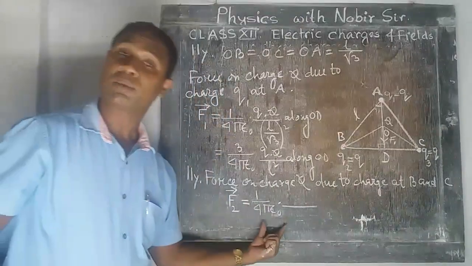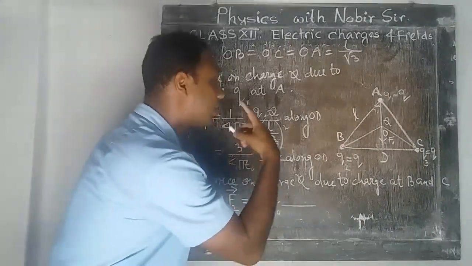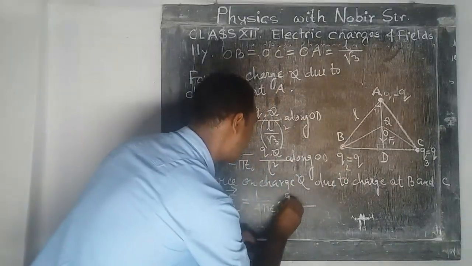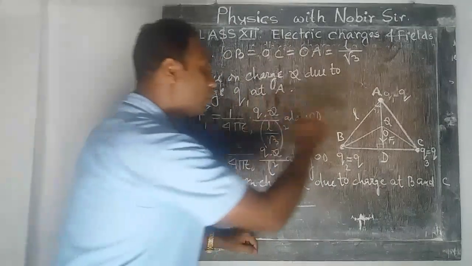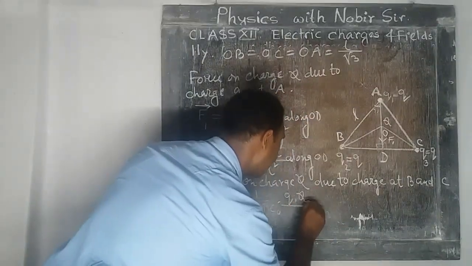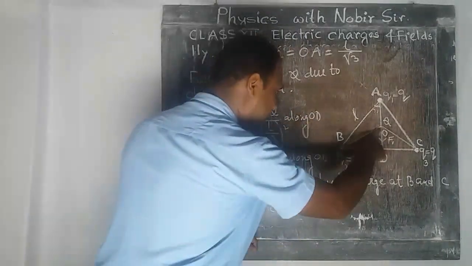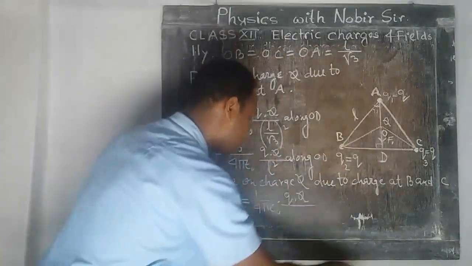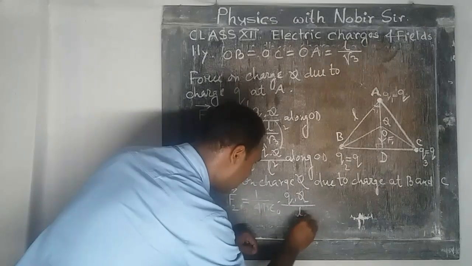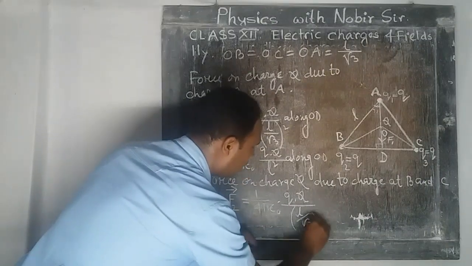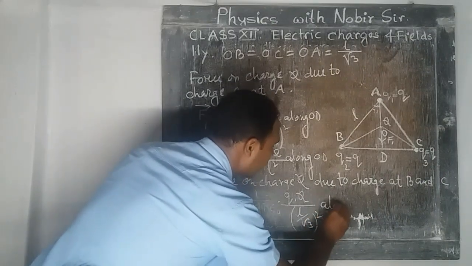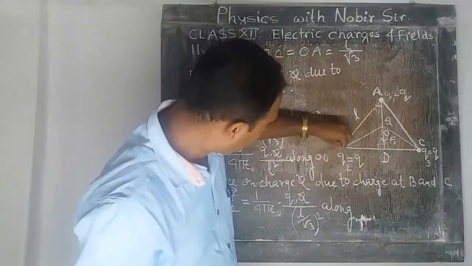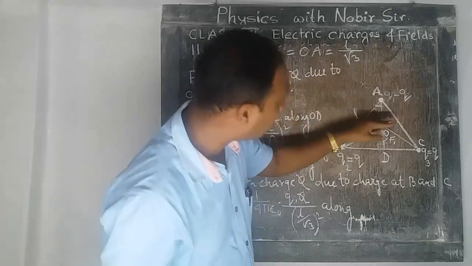From the formula of Coulomb's law, that is 1 by 4 pi epsilon naught Q1 Q2 by R square. Q1 means small q, into Q2 means capital Q, by distance square. What is the distance OB? We have written OB equal to L by root 3, so this is L by root 3 whole square. Along what direction? This is important.